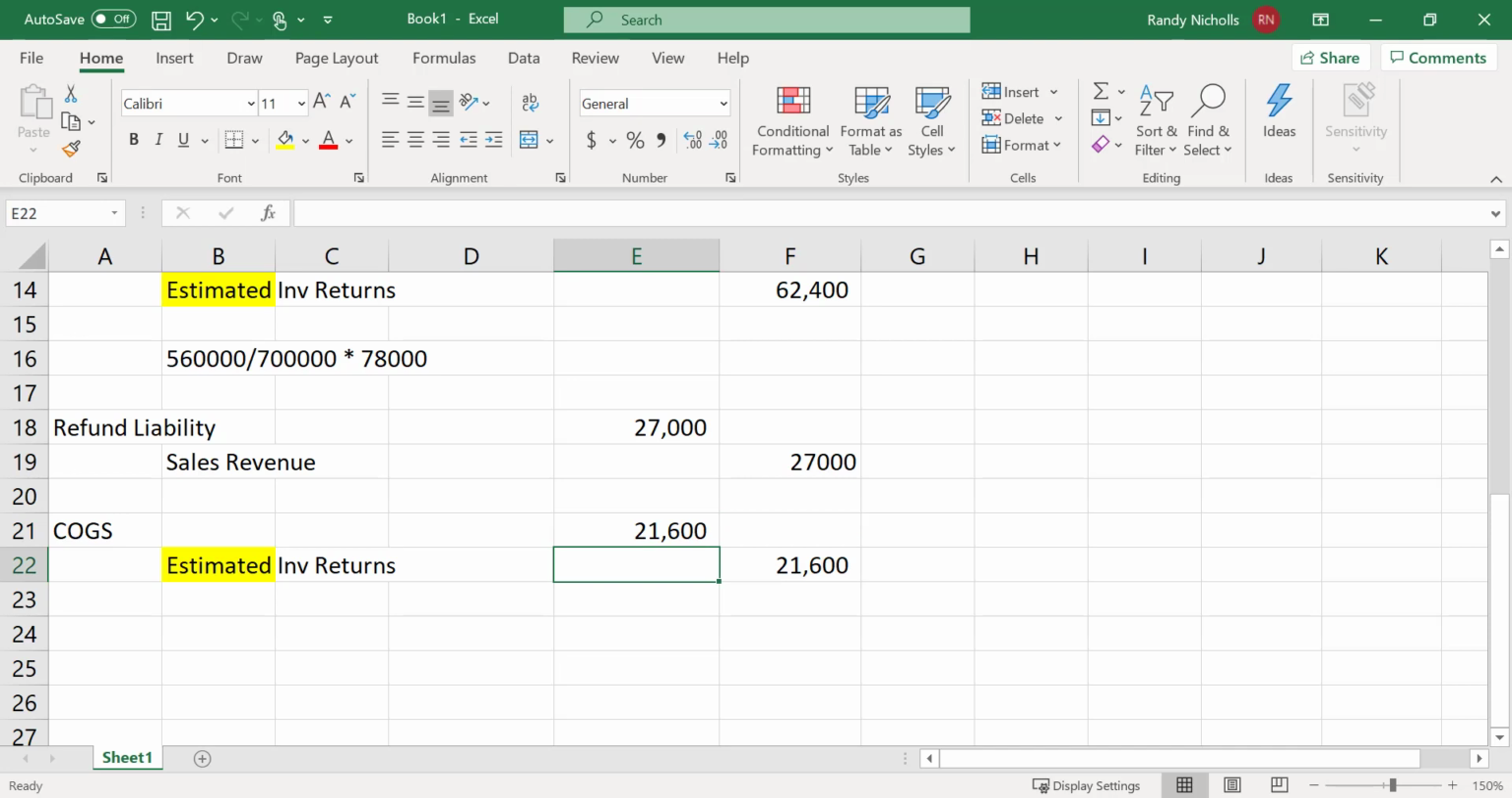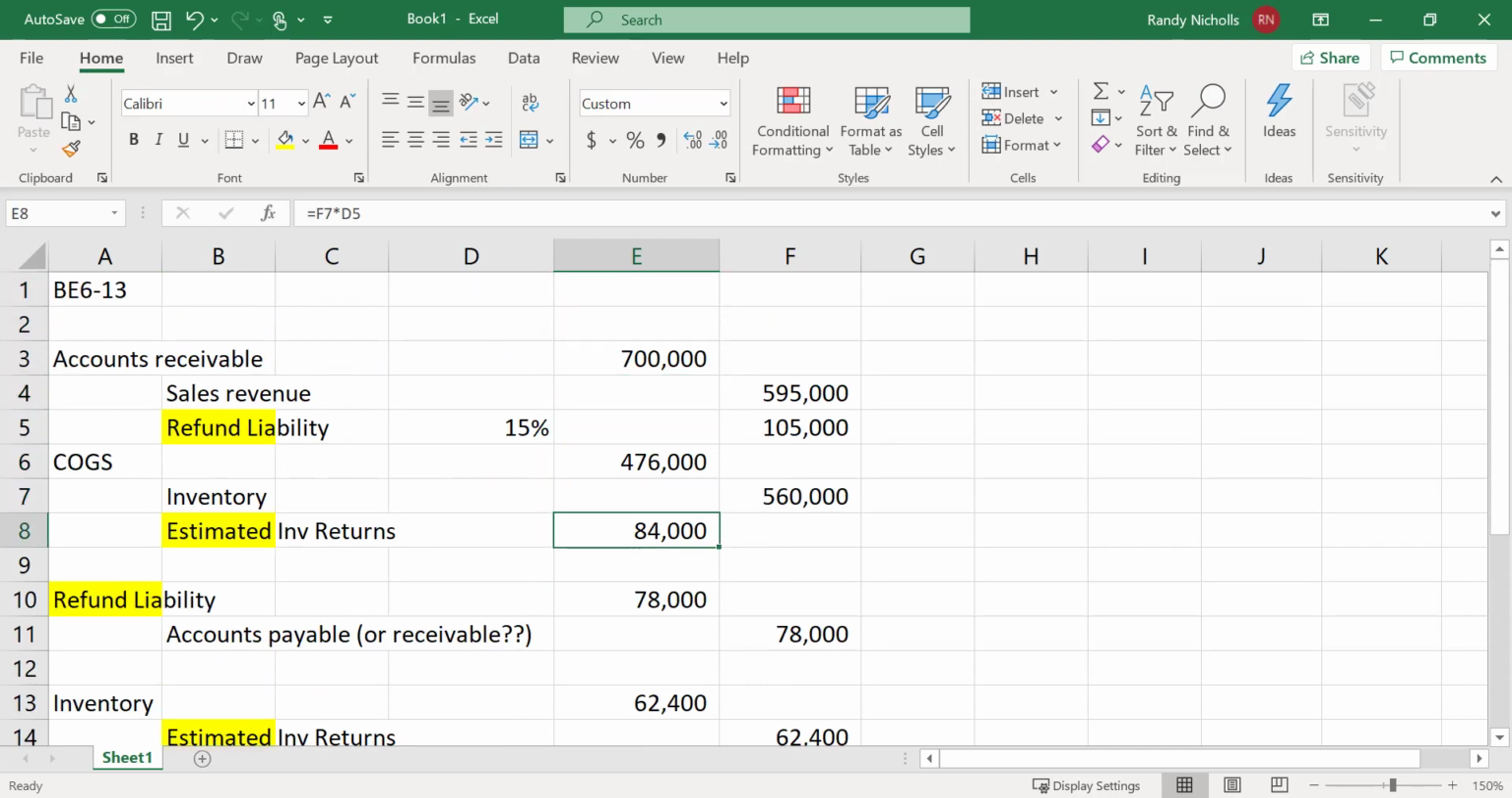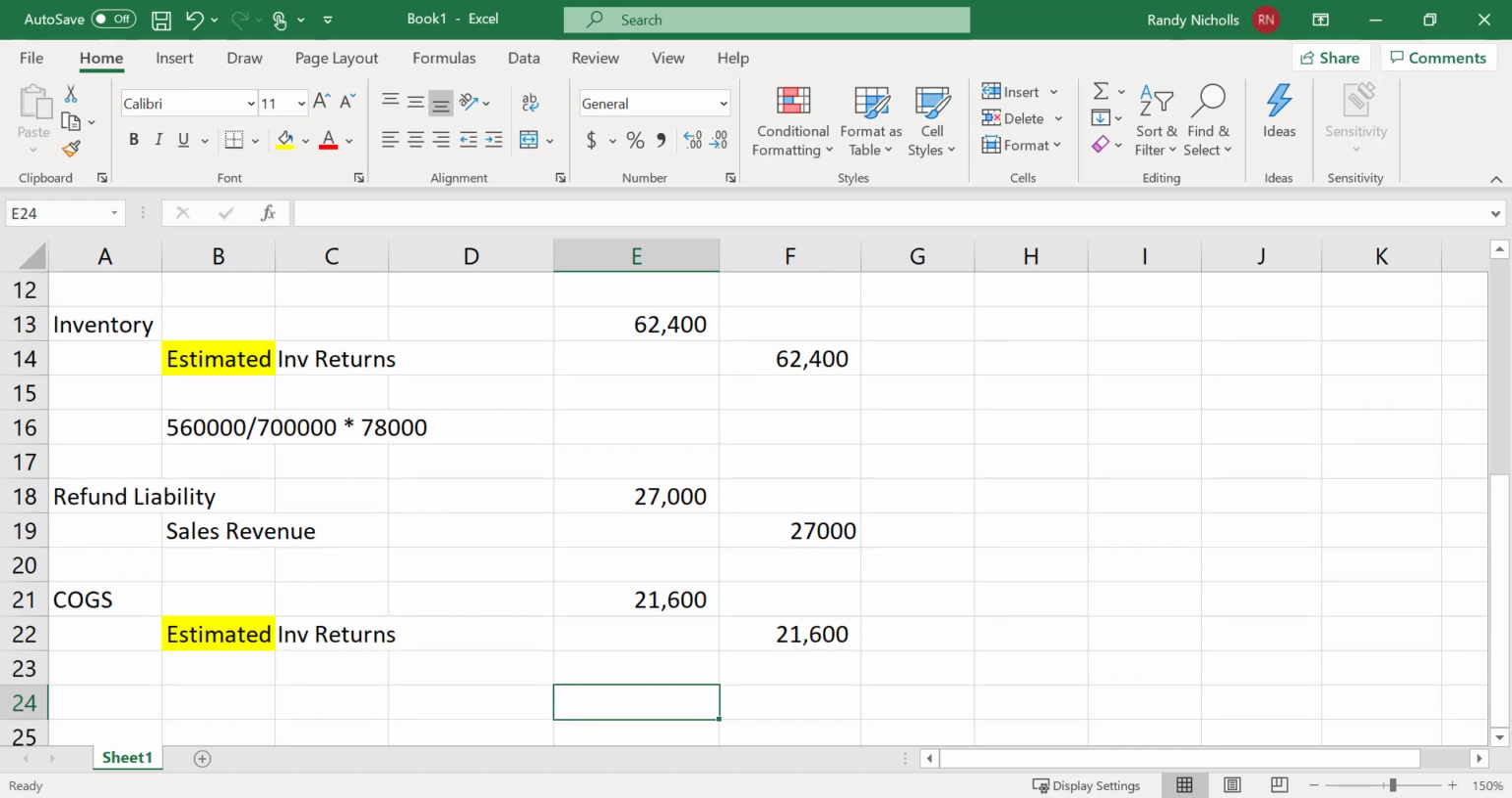So there's a few things that I like about this question. One, matching. Do your best estimate of the returns, both from a sales standpoint and a cost standpoint. And when you know your estimate's wrong, fix it.